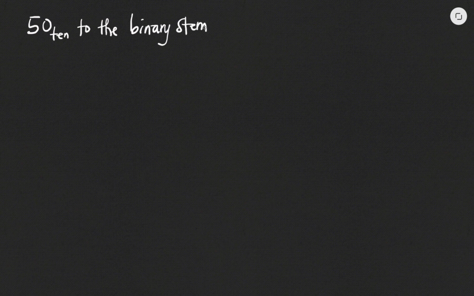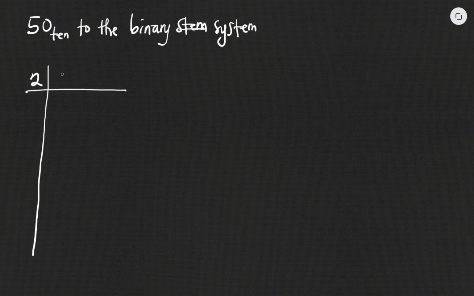So this time around, we want to convert 50 base 10 to the binary system. Whenever they say binary system, it means base 2. So keep that in mind. Okay, so we write down the base which we want to convert into, which is 2 in this case. We write down our number, which is 50. Then we write down our remainder.